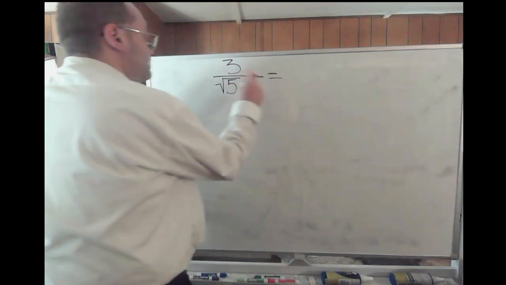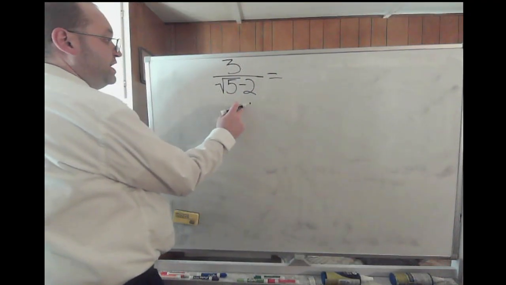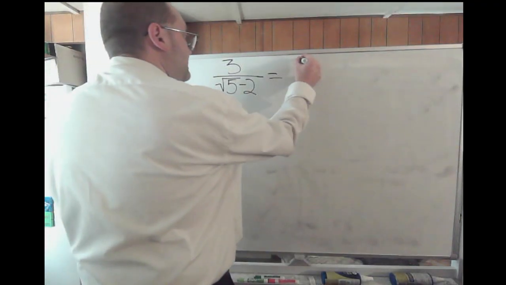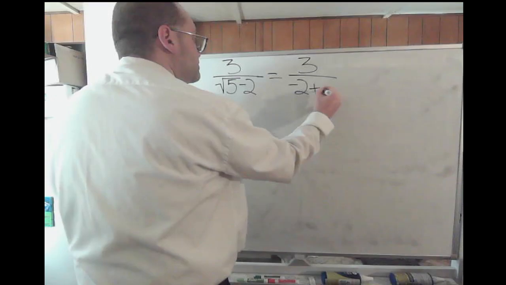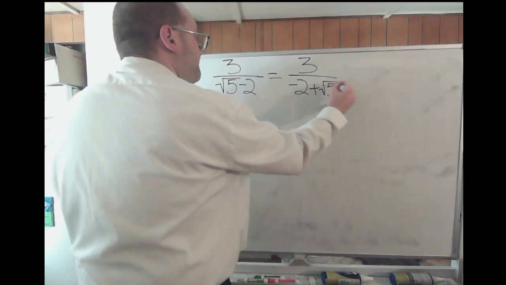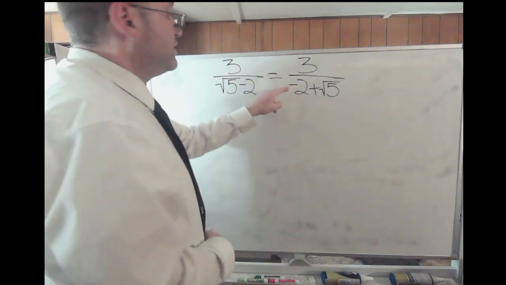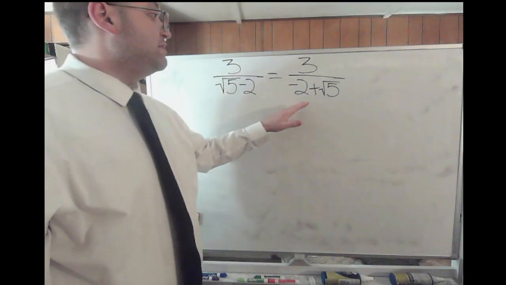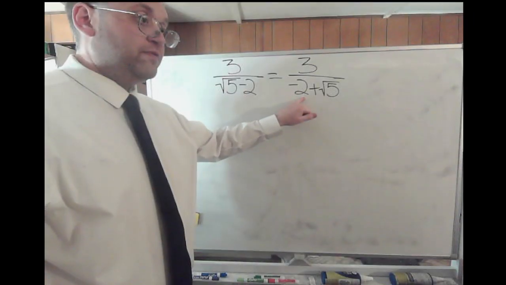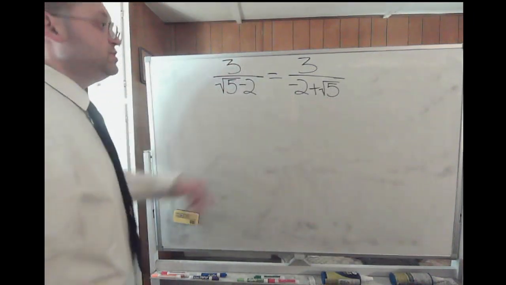You see, 3 all over the square root of 5 minus 2, that's the same thing as 3 all over negative 2 plus the square root of 5. That's what you would get. You always want to have the whole number first and then your square root second, okay? You always want to do that in the denominator.